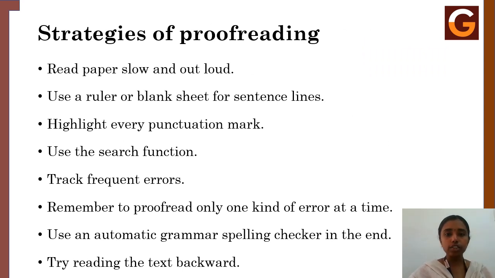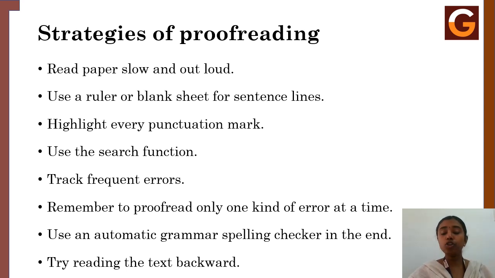And there are a few strategies which you need to follow during proofreading. The first one: read the paper slowly and out loud, use a ruler or blank sheet for sentence lines, and highlight every punctuation mark. Each and everything has to be followed without fail by a proofreader. Use the search function, and you need to track frequent errors. Then and there, wherever you find errors, it is your duty to find them and mark them in the same place.